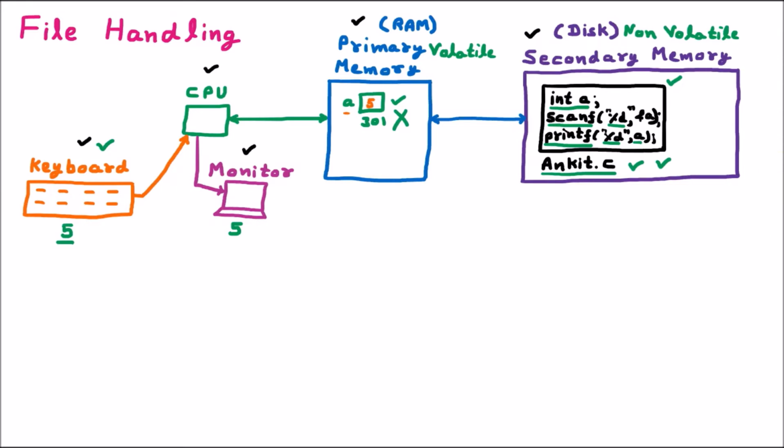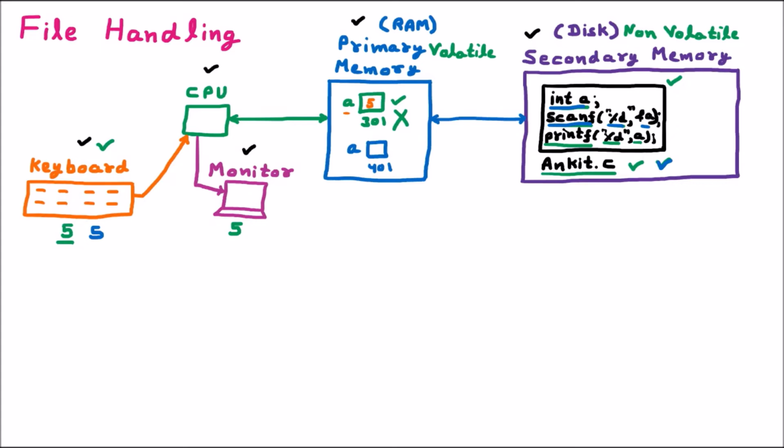Let us suppose the next day I come and again run this Ankit.c program. Again everything will be the same as the previous time. Again int A means one variable will be declared, maybe with a different memory address, maybe 401. Again scanf, so again we ask the user for the value. The user will again provide a value, let's say 5, one more time. So here we cannot fetch the previous program's value. Every time we execute the program, the previous values are lost.